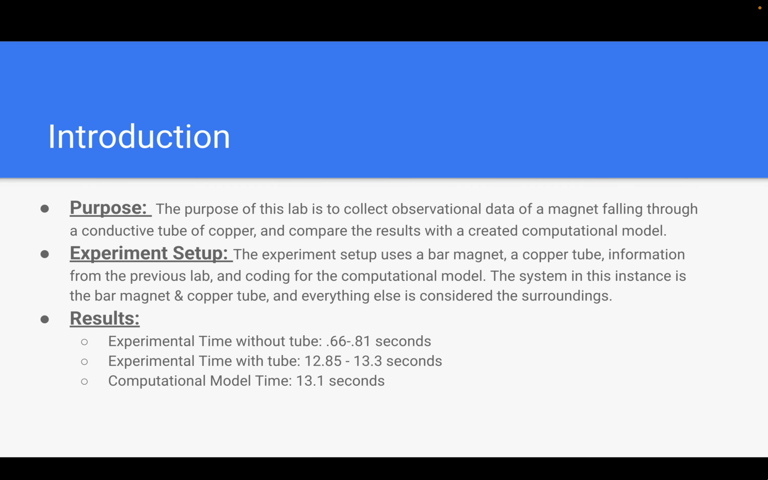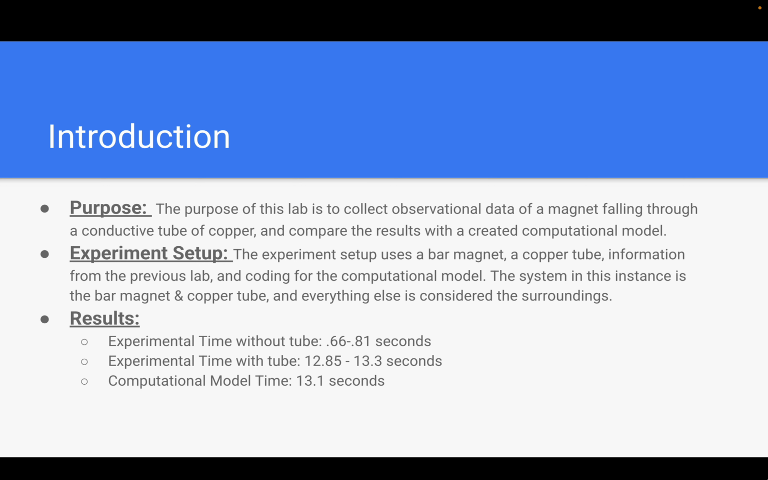The purpose of this lab is to collect observational data of a magnet falling through a conductive tube of copper and comparing the results with a created computational model. The experiment setup uses a bar magnet, a copper tube, information from the previous lab in the form of the mu dipole, or the magnetic dipole, and coding for the computational model. The system in this instance is the bar magnet and copper tube, and everything else is considered the surroundings.